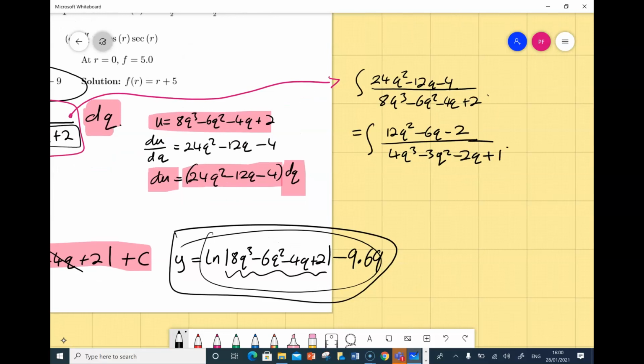Exact same step as I just did there. And when you work it out from here, you'll get a different expression in here, and your constant will be different. But the full value of them will be the same.